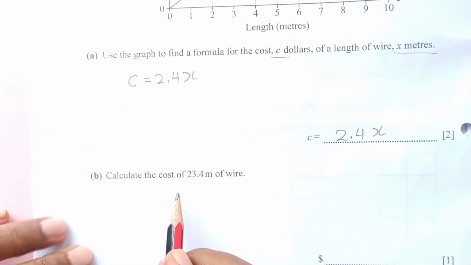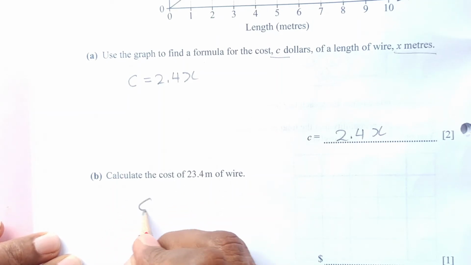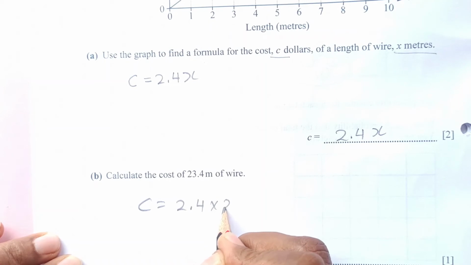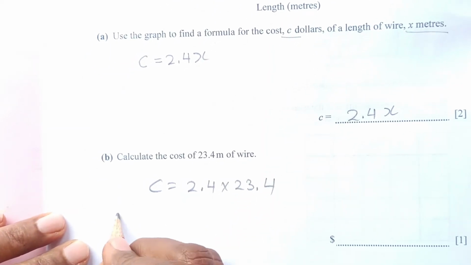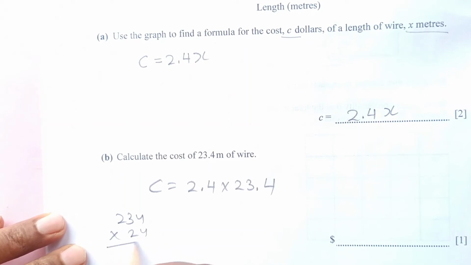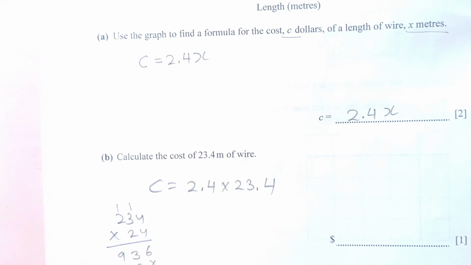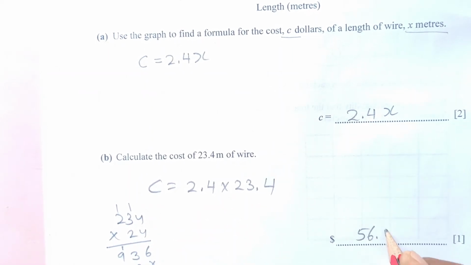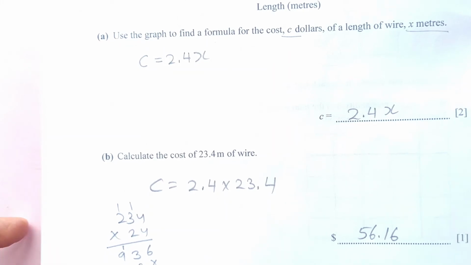Calculate the cost of 23.4 meters of wire. So that will be 2.4 times 23.4. You just multiply 234 times 24. 4 times 4 is 16, 4 times 3 is 12, and so on, giving 936 and then the rest. There were 2 decimal places here, so 56.16. That is going to be the answer for this one.